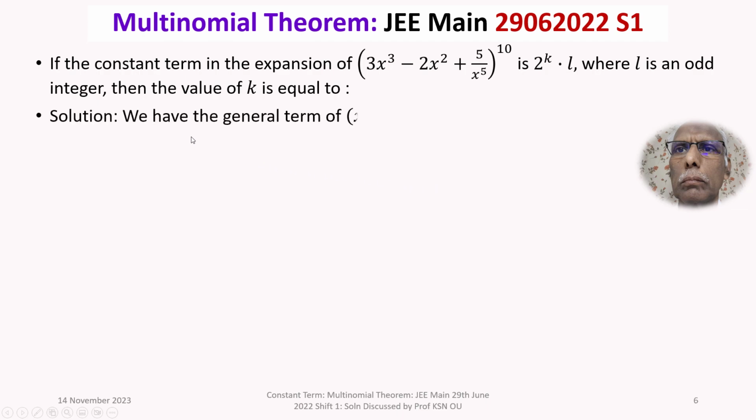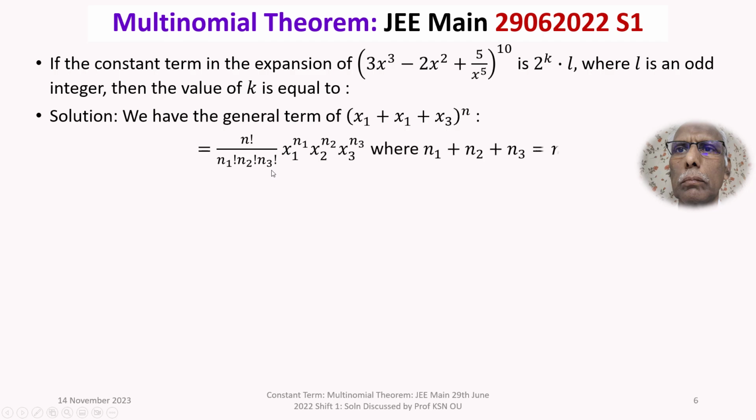We have the general term of the multinomial expansion consisting of the 3 terms, (x1 + x2 + x3)^n, where n is a positive integer, given by n factorial divided by n1 factorial into n2 factorial into n3 factorial, multiplied by x1^n1 into x2^n2 into x3^n3, where n1 + n2 + n3 = n.